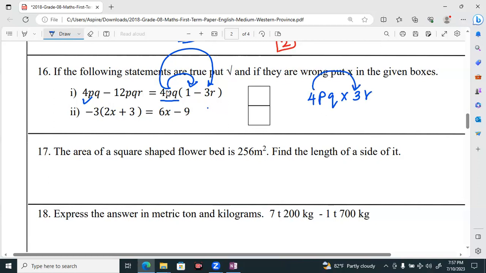4 times 3, it's 12. Yes, pqr. Yes, we have obtained it. That means we can say that this statement is correct. Okay.